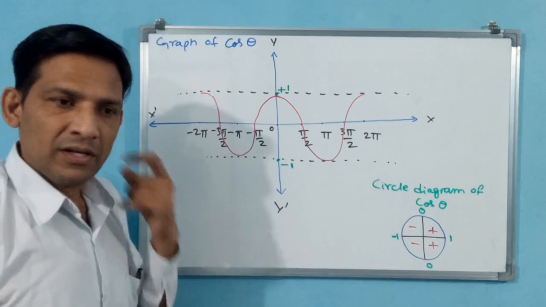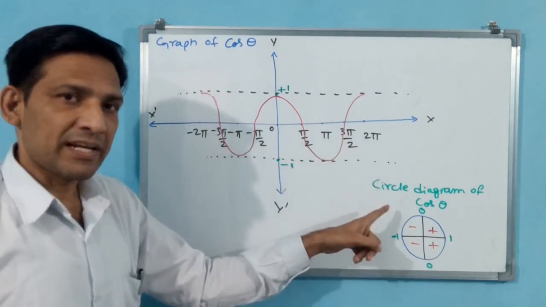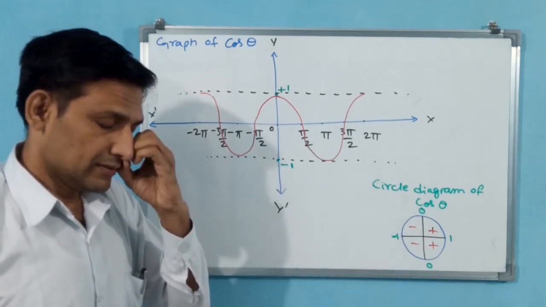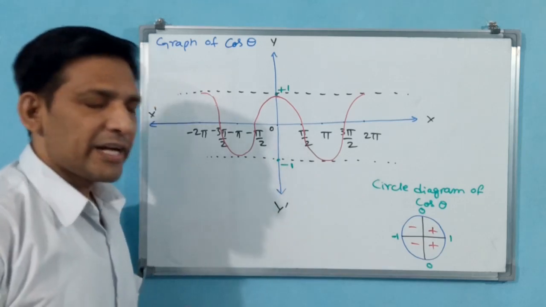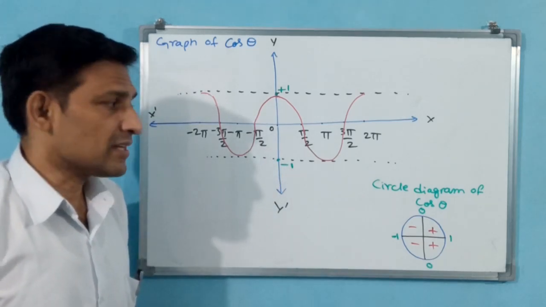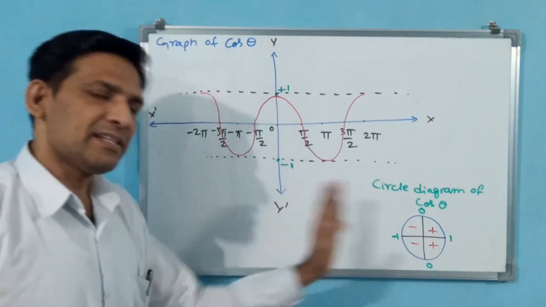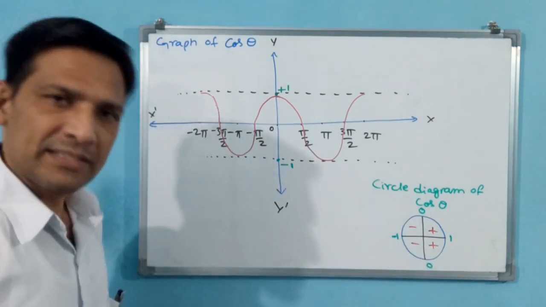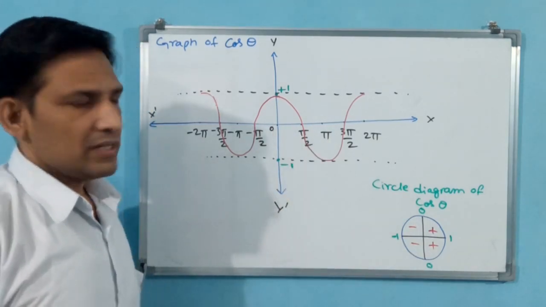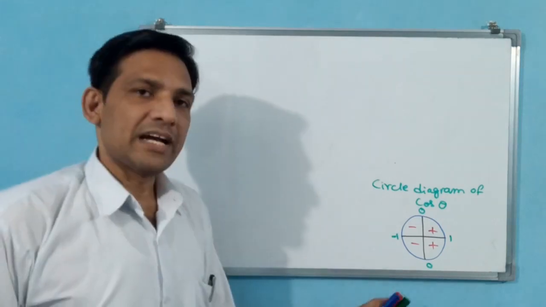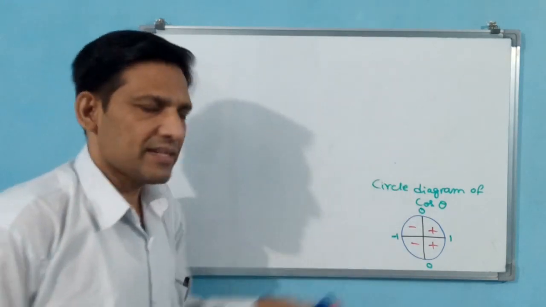Okay, now let us draw the graph of tan theta, but before that we have to draw the circle diagram for tan theta. Circle diagram of tan theta we have not yet seen. We will see how we have to draw it. Based on the circle diagrams of sin theta and cos theta only, we can draw the circle diagram of tan theta. Let us draw the circle diagram of tan theta first, then we will draw the graph of tan theta. Circle diagram of cos theta is there. What I am going to do? Here I am going to draw the circle diagram of sin theta again.